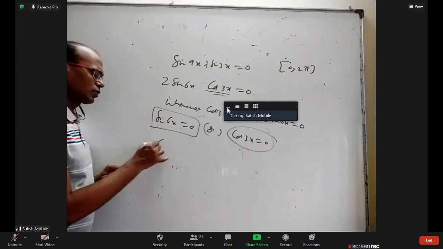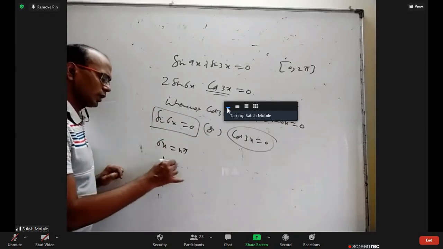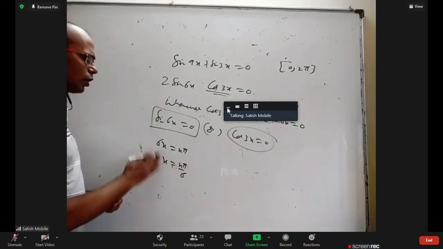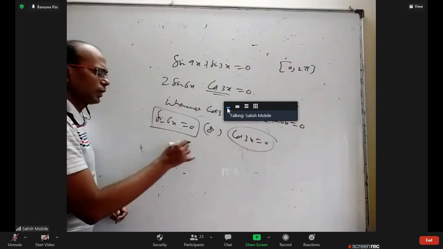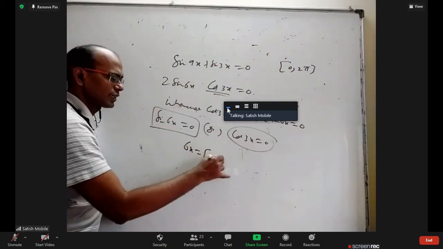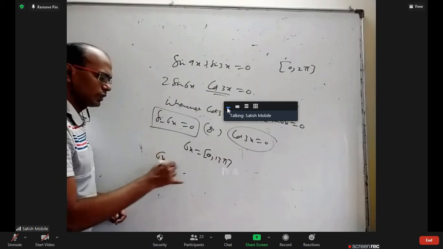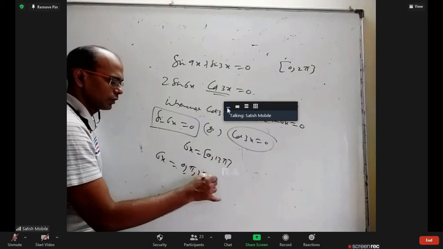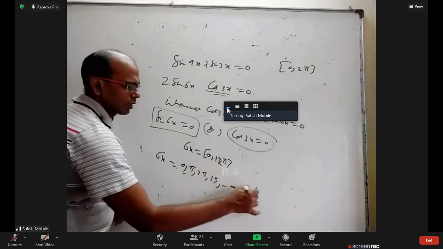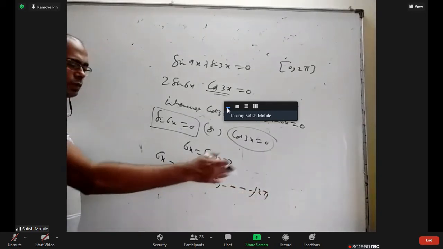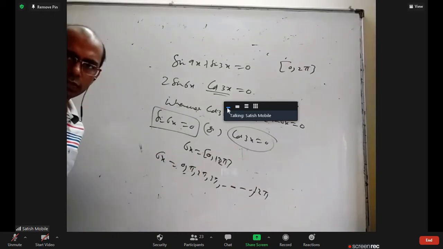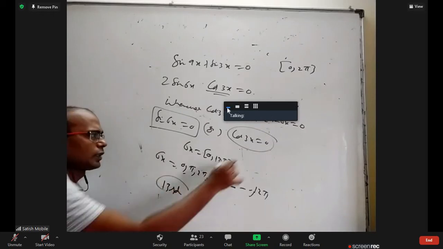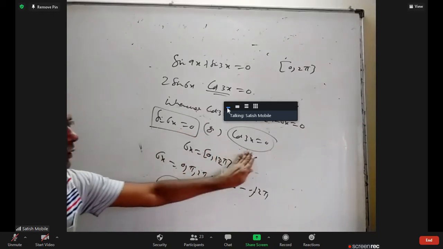And you know sin 6x equal to 0 means 6x equal to n pi, so x is equal to n pi by 6. And you can find pi by 6, 2 pi by 6. Another way of saying it is when x is between 0 to 2 pi, 6x is between 0 to 12 pi. So in that, when will sin 6x be 0? All multiples of pi: 0, pi, 2 pi, so on up to 12 pi. How many solutions? 13 solutions. It is not required to solve the other one because it's already there.